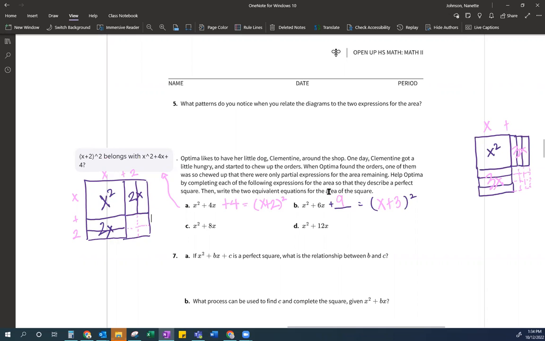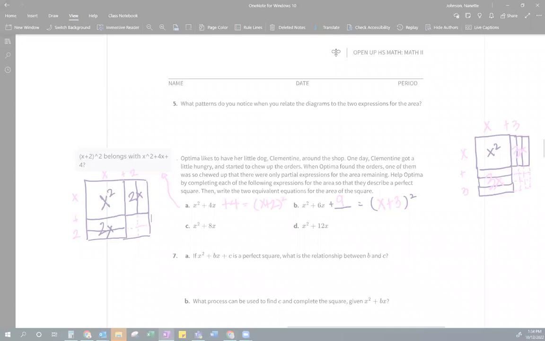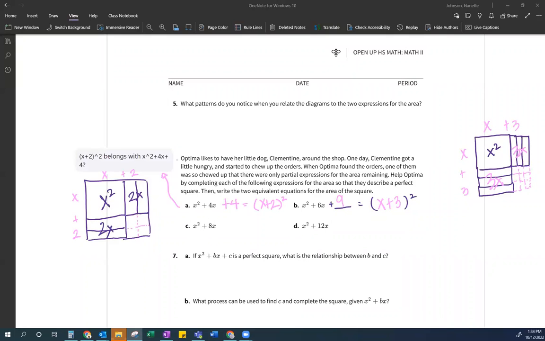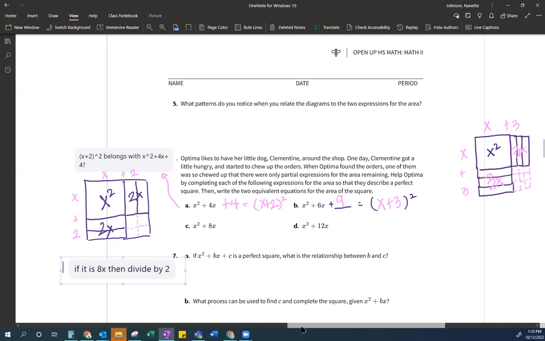Someone said, I think if it's 8x, then we just divide by 2, Miss Johnson. This is pretty fantastic. This is like one of those key little pieces. So you just divided by 2? Let's try that. If we had 4 x's, it was 2x plus 2x. And for 6 x's, it would be 3x and 3x. So if it's 8 x's, you're saying I'm going to put 4 on each side? Let's try that.